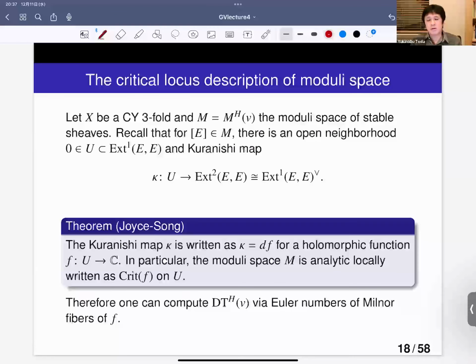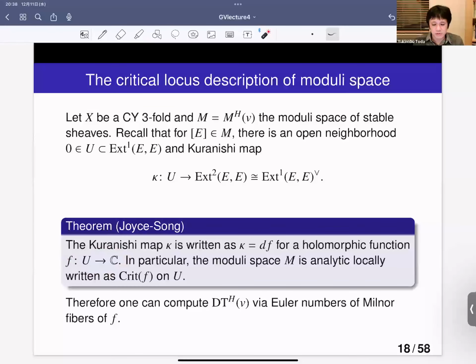And as I said, it is always true that the moduli space of stable sheaves on a Calabi-Yau 4-fold is locally written by a critical locus. This is due to Joyce and Song. Let X be a Calabi-Yau 4-fold and take M to be the moduli space of stable sheaves. So then we recall that there is the so-called Kuranishi map. This is an analytic function. And in fact, this analytic function is given by the one form associated with this function f.